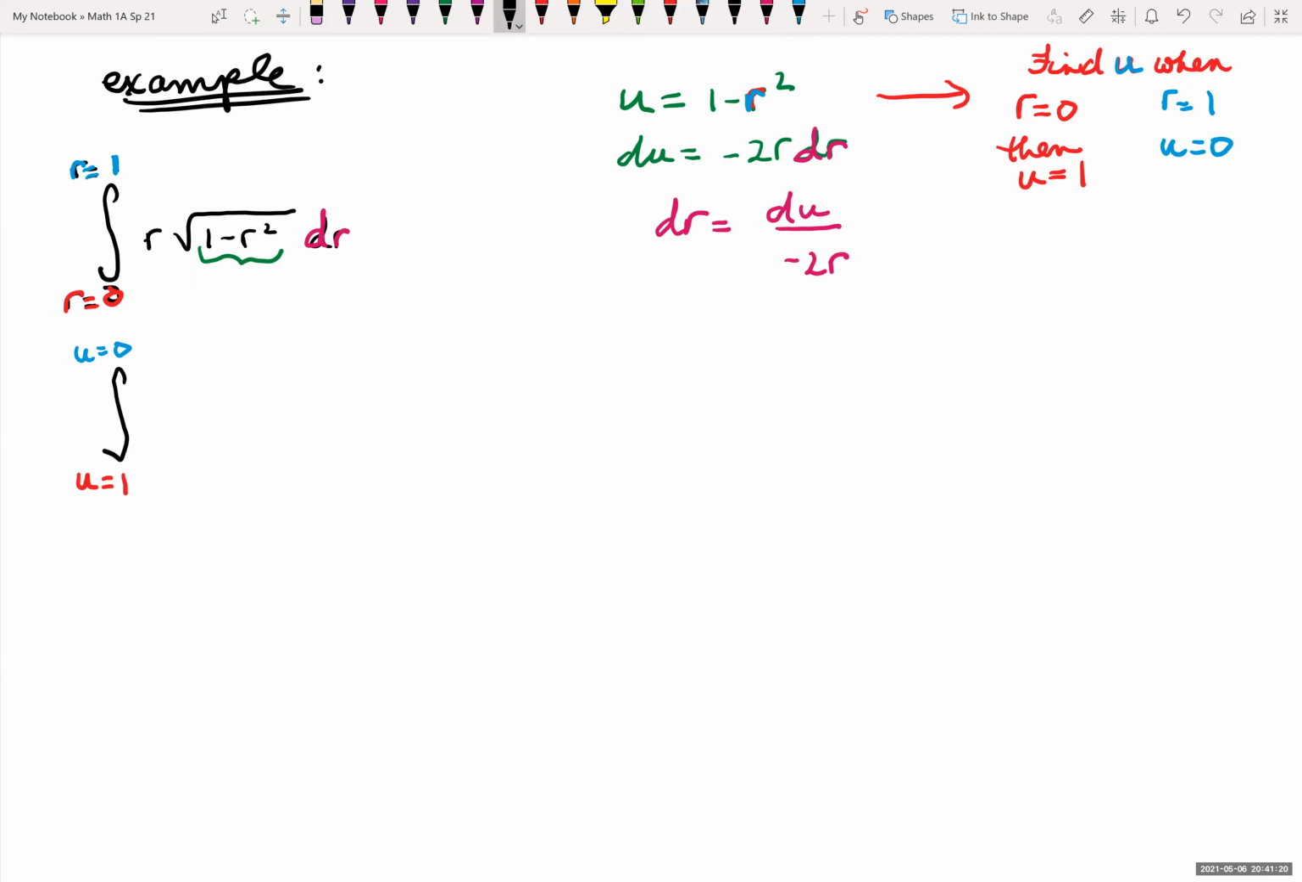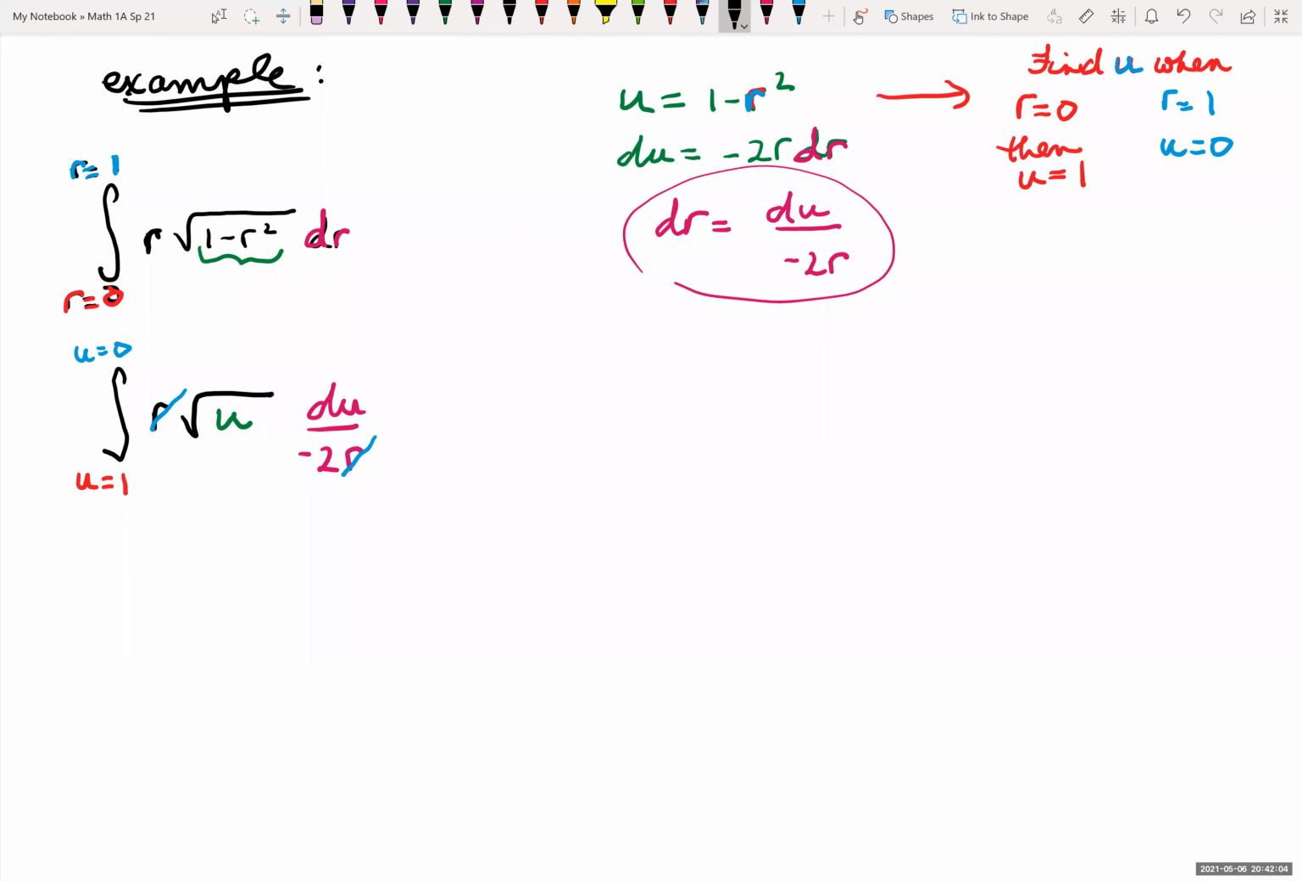Let's go back. This is r. And let's plug in the square root. Well, we had chosen that radicand 1 minus r squared to be our u value. And our dr value, well, that's du all over negative 2r. So we can clean this up before we take the antiderivative. Notice we have an r in the numerator and r in the denominator. And if we wanted to, we can use rules of integration. We can pull out that coefficient in front.